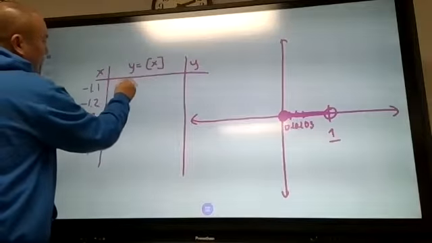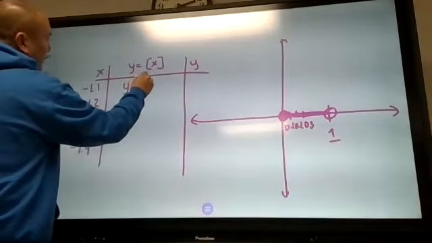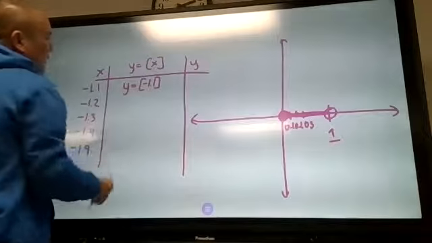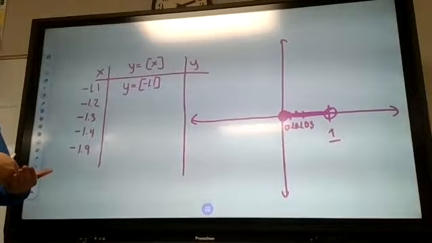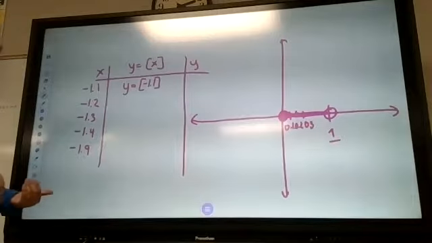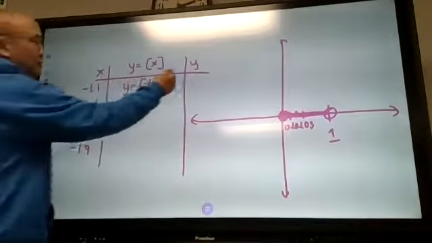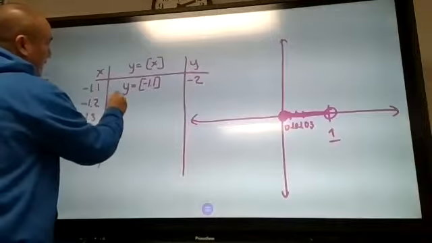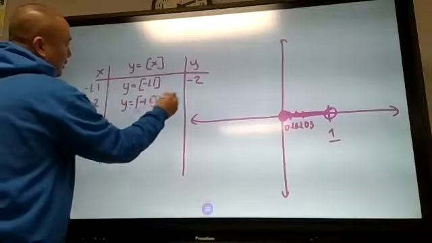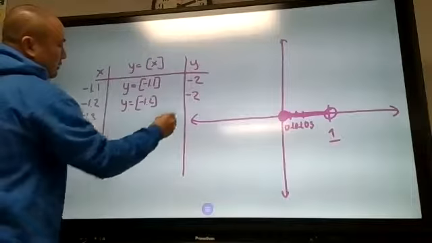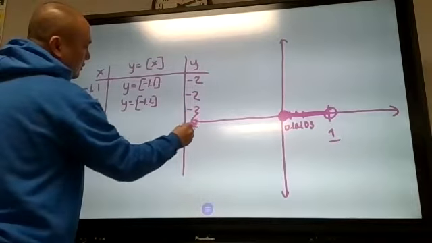So y is equal to, if I go -1.1, if I round down, remember now negative numbers are tricky because if I round down, it's a bigger negative number. So this will be -2. Y is equal to what? For -1.2, the greatest integer will still be -2. This will all be -2.